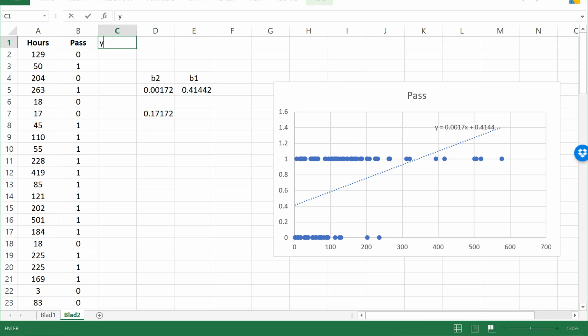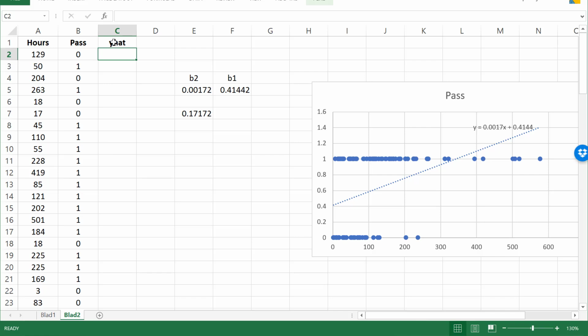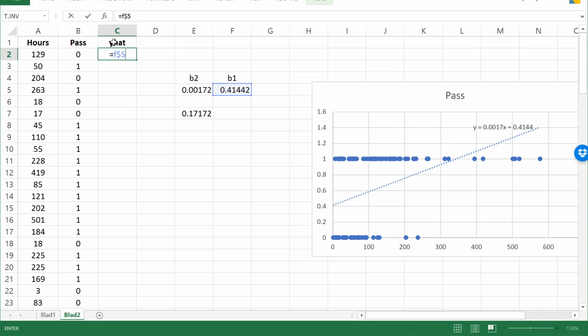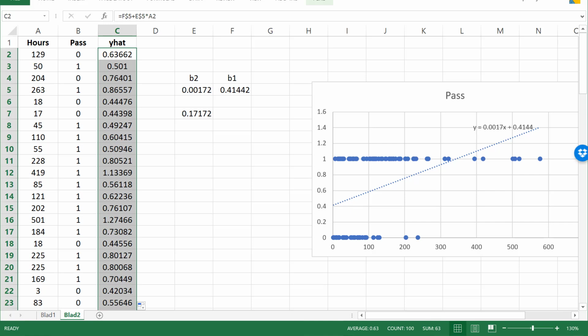Let's do the fitted values, y hat. The fitted values are calculated just like before. The intercept plus the slope times the x value, and the x value is in A2. I copy this down, and these should be interpreted now as the probability of passing the exam.